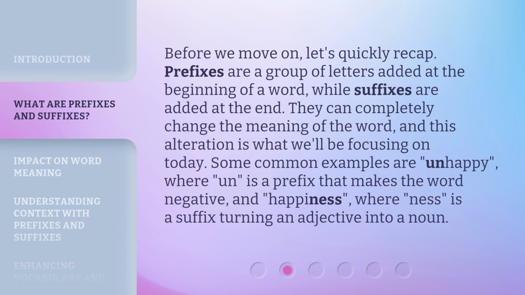Before we move on, let's quickly recap. Prefixes are a group of letters added at the beginning of a word, while suffixes are added at the end. They can completely change the meaning of the word, and this alteration is what we'll be focusing on today. Some common examples are unhappy, where un is a prefix that makes the word negative, and happiness, where ness is a suffix turning an adjective into a noun.